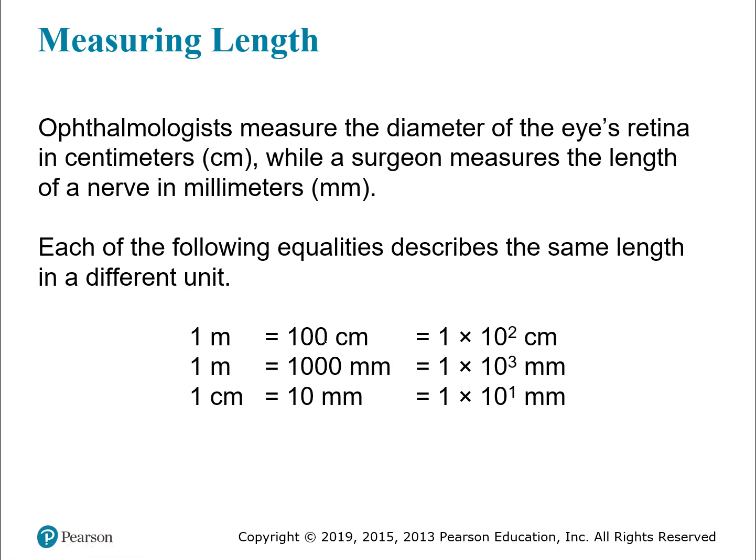We've got 1 meter is equal to 100 centimeters. 1 meter is equal to 1,000 millimeters. Well, that means that 1 centimeter is equal to 10 millimeters. You could also say 100 centimeters is equal to 1,000 millimeters, right? But you can simplify that. That's where that comes from, okay? So we can use equalities to relate different units.